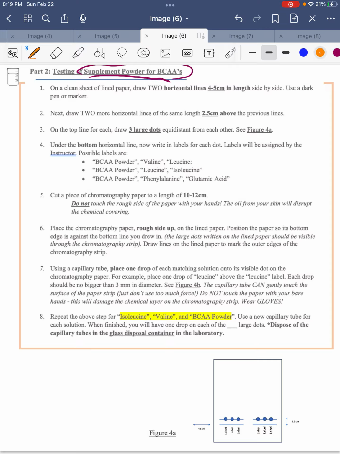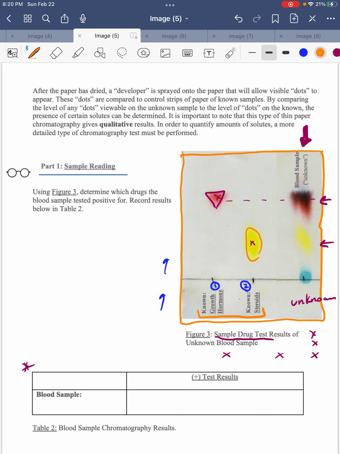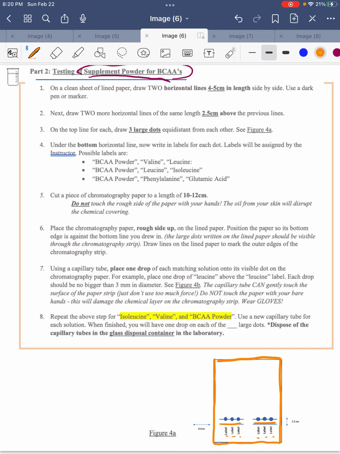In running this in the lab, as you can see, the instructions say you would have made your own rectangle out of paper, and we would have drawn lines on the paper and labeled them. This is what's going to go into the beaker, right? And again, we're going to be looking for something like this, okay? Here, the branched chain amino acid powder.